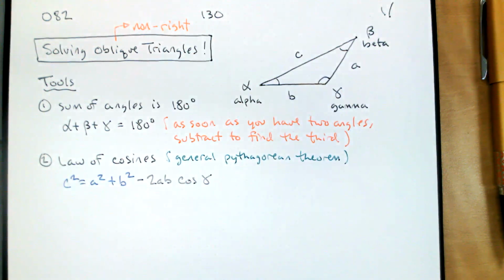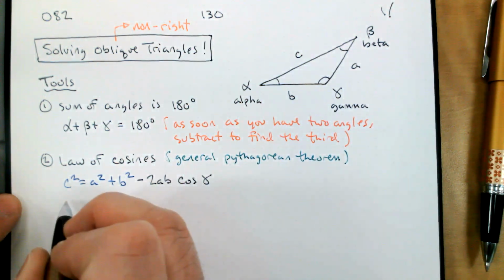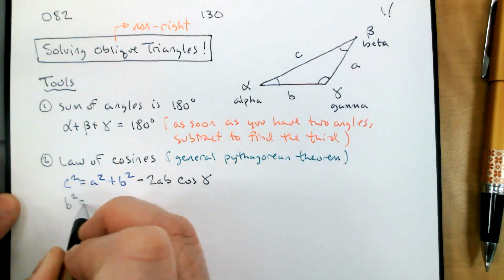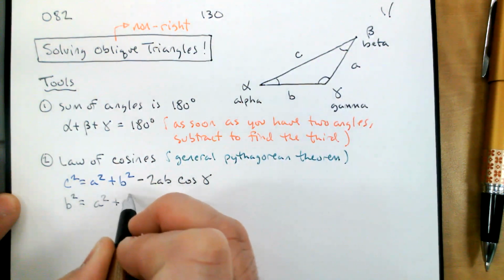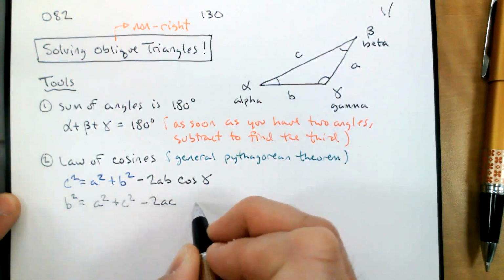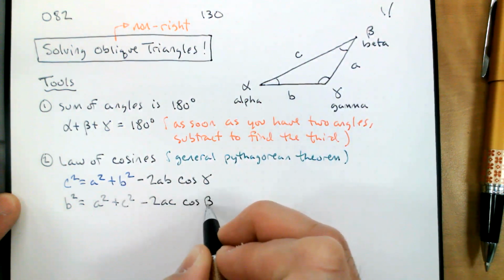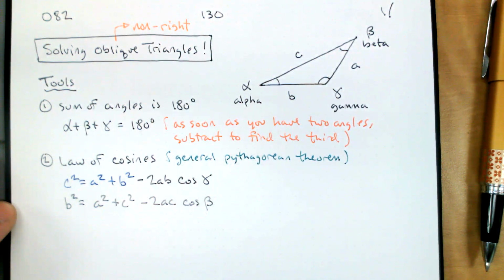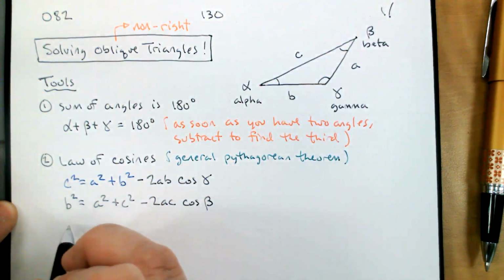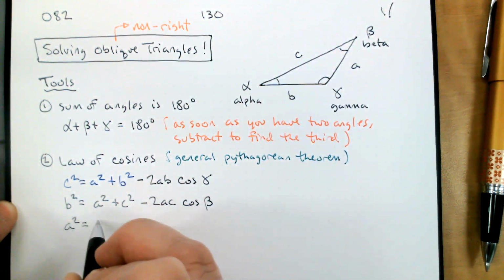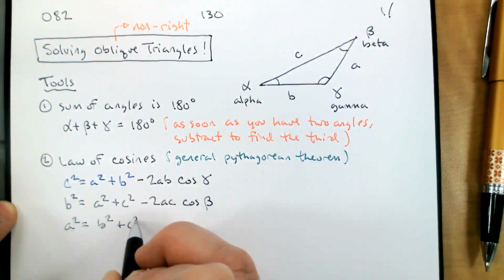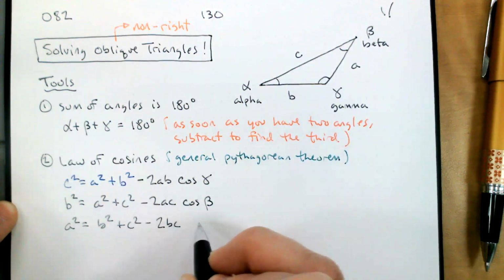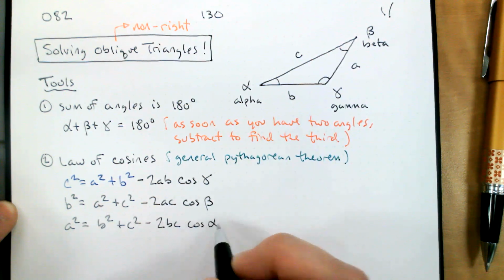And then I just have to permute B into that first position and then A into the first position. So the other permutations would be B squared is A squared plus C squared minus 2AC cosine beta. And then move the A squared over there. A squared is B squared plus C squared minus 2BC cosine alpha.